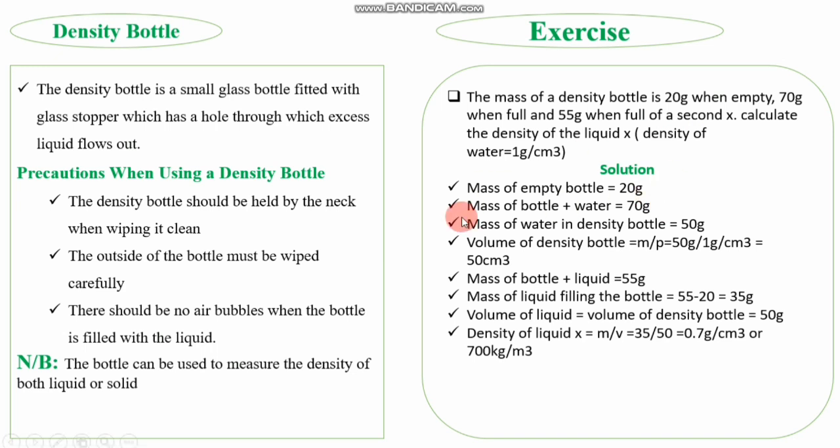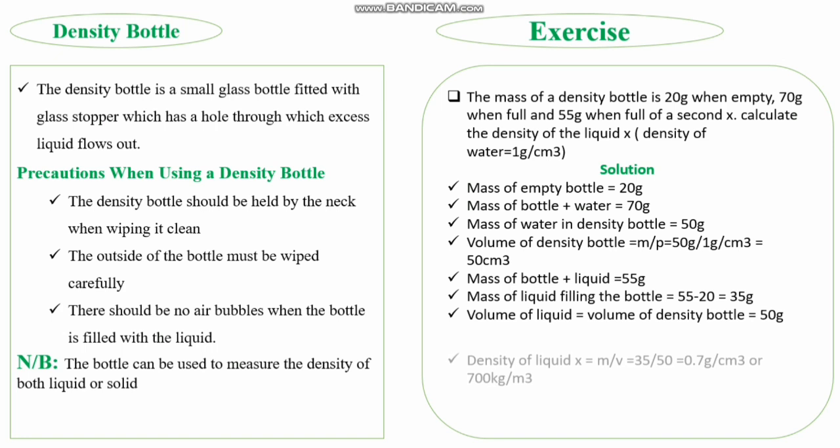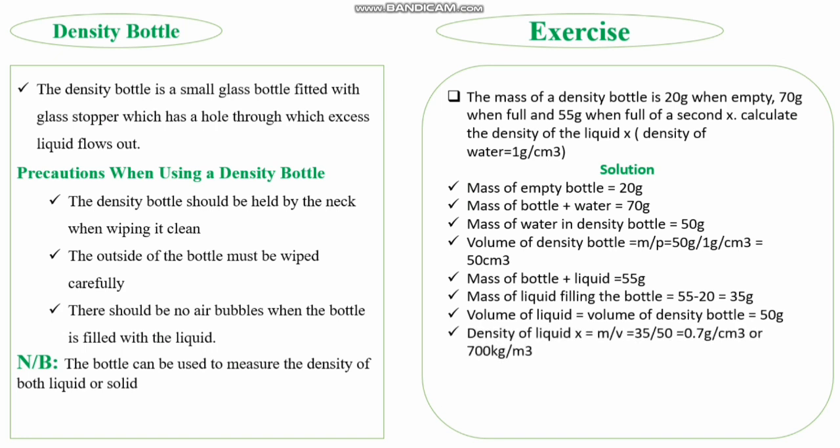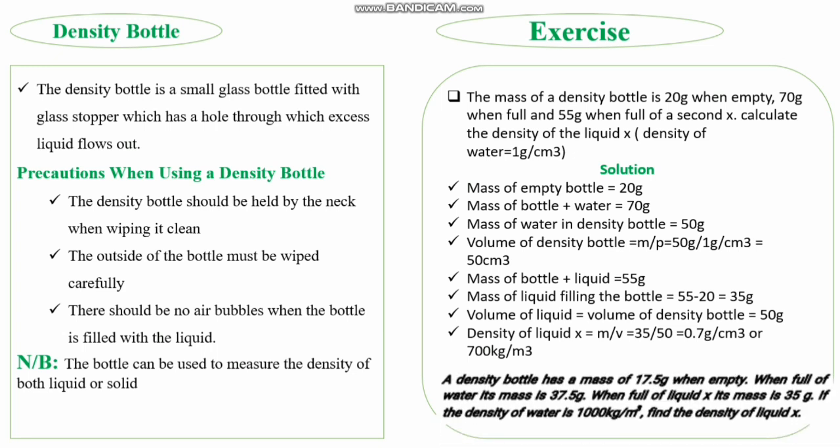Remember, the volume is 50. So the density of liquid X is calculated by mass divided by volume, which is 35 divided by 50. 50 is the volume of the density bottle. So the answer will be 0.7 grams per cubic centimeter. If you want to convert it to SI units, you multiply by 1000, then you get the density of liquid X to be 700 kilograms per cubic meter.